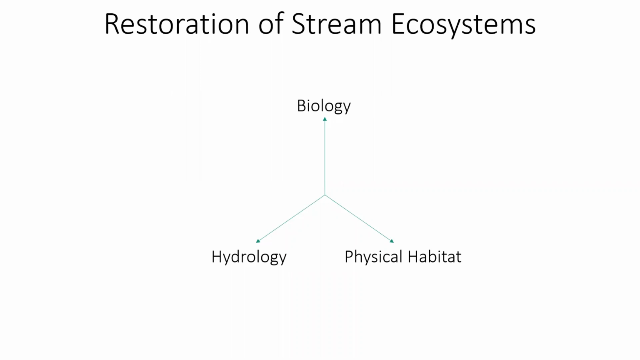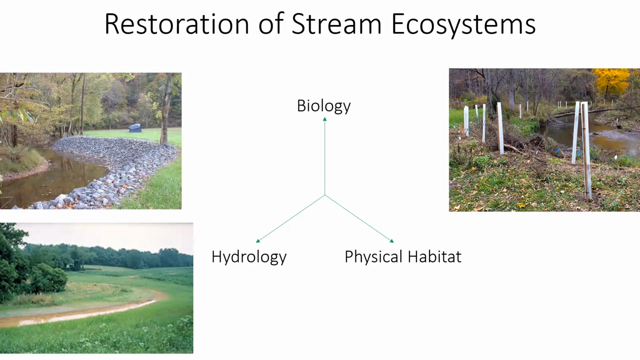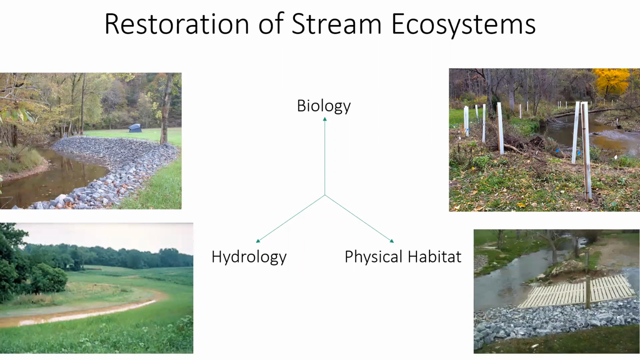And when restoration of an impaired stream is needed, current methods such as bank stabilization, level lip spreaders, tree plantings and riparian buffers, and cattle crossings or exclusions directly address the hydrology and surrounding physical habitat, but they don't necessarily address all of the needs of the biotic community.